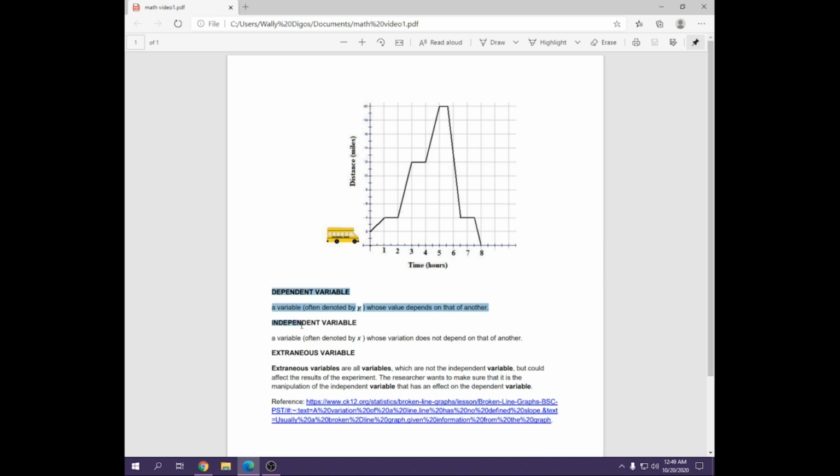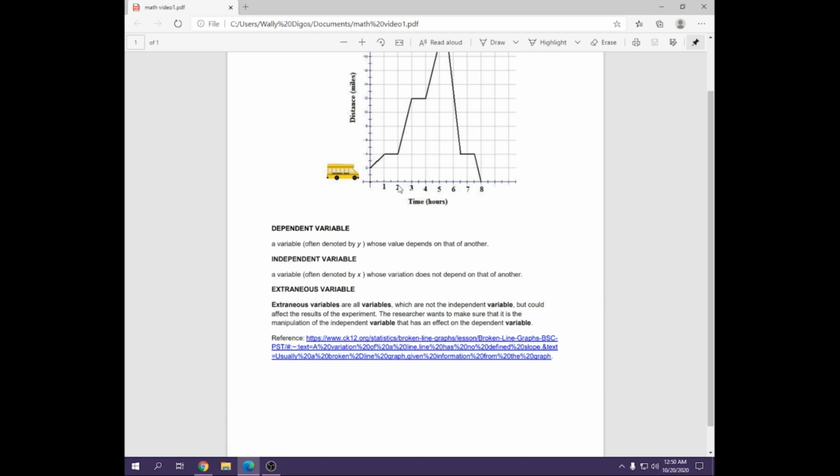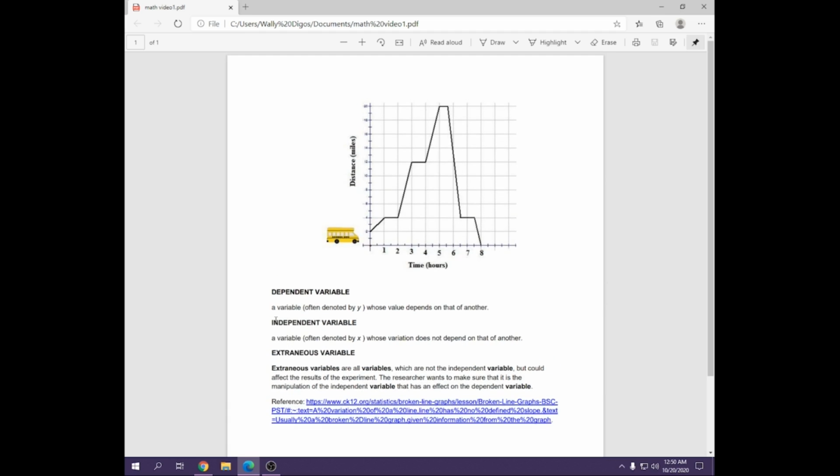I have three types of data here. So first is the dependent variable. This vertical line here is called the dependent variable, which means it can be changed by the independent variable. This horizontal line here is what we call the independent variable, which means it cannot be changed. So the independent variable cannot be changed.